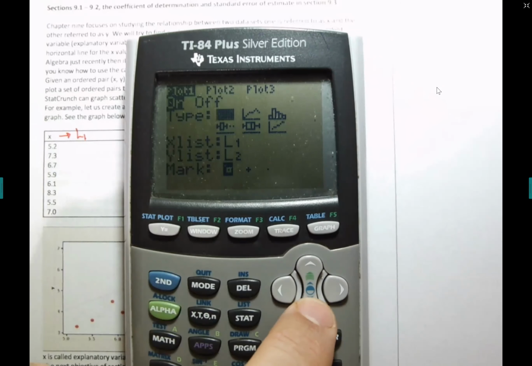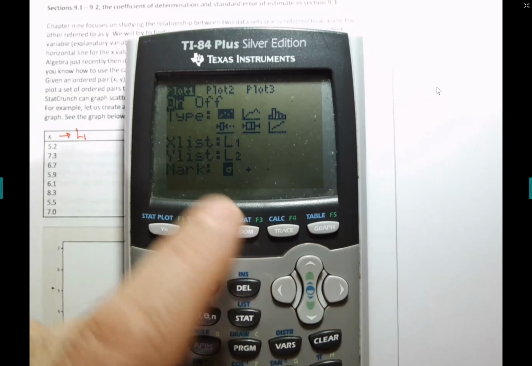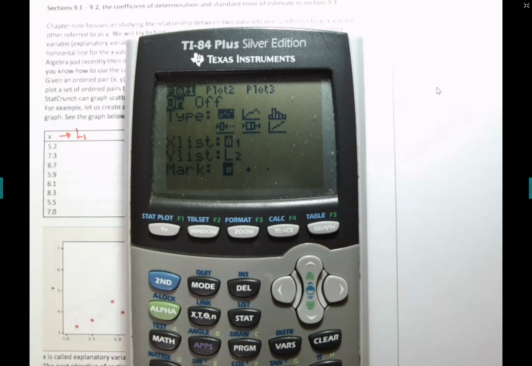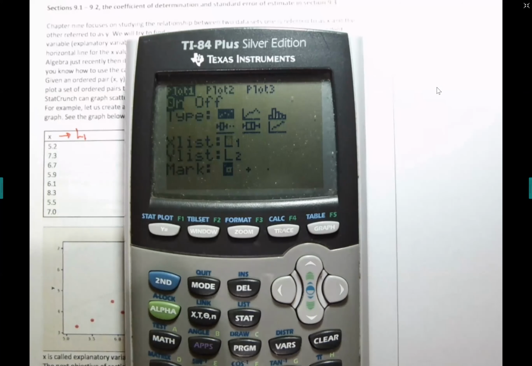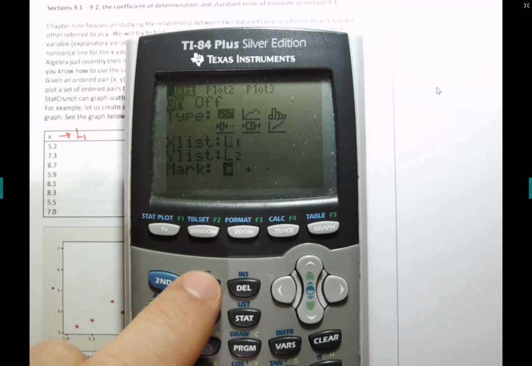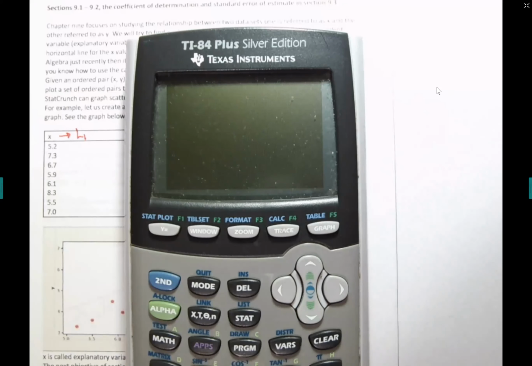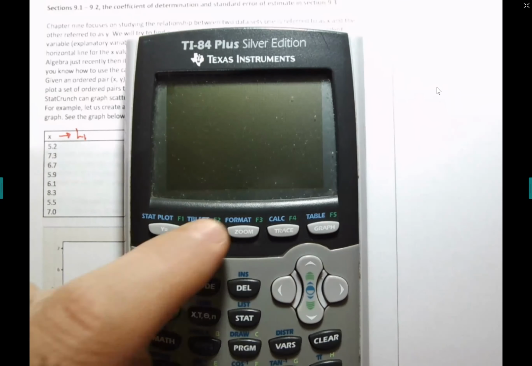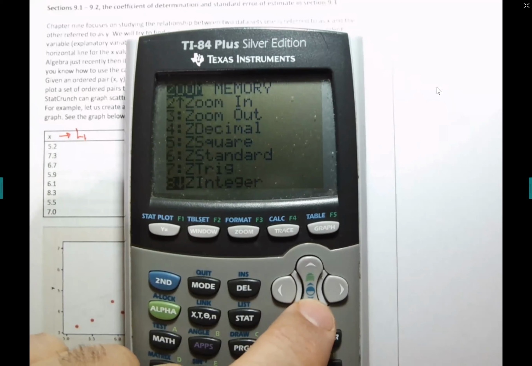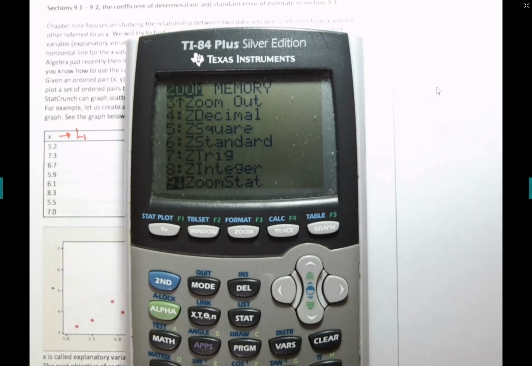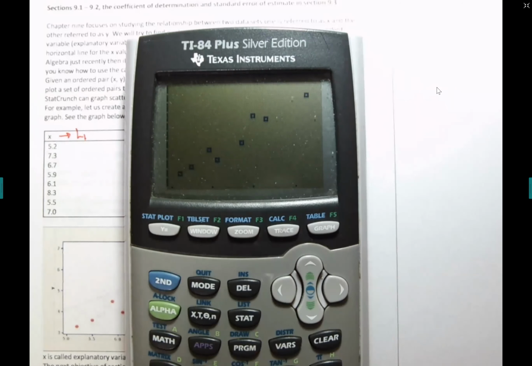Now we need to confirm that our data is in L1 and L2. You can see, guys, my data is in L1 and L2. And now you can quit. How do you quit? After you make sure that your stat plot is turned on, you just press the second and quit. And let me show you how to show the scatter plot. You go to zoom and you scroll down to number 9. Zoom stat. Press enter. And you can see your scatter plot. Any questions here?